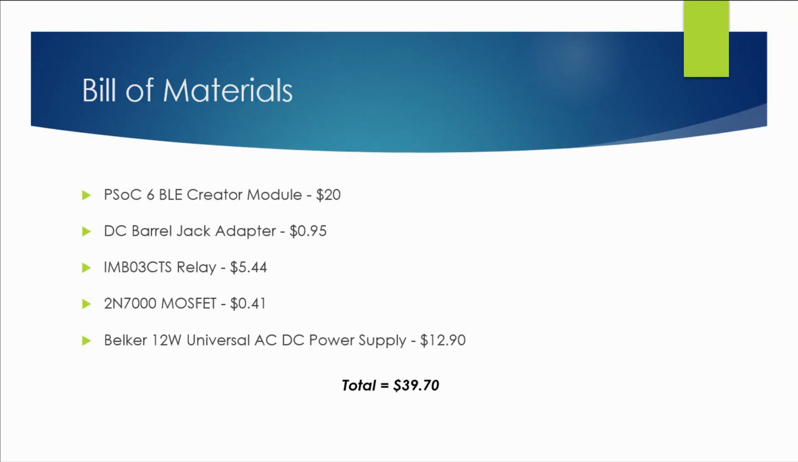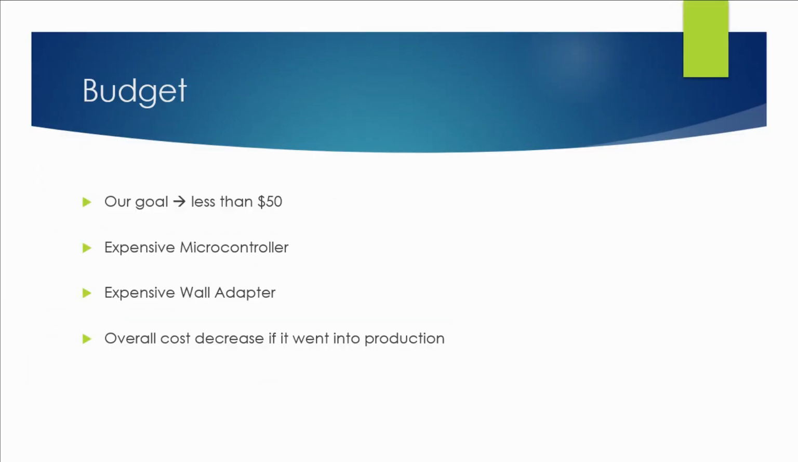Here is the bill of materials that we used for our project. The PSOC 6 creator module was $20, and then we had our DC barrel jack adapter, our relay, and our 2N7000 MOSFET. These were the cheaper of the components used in our project. And then we had the universal AC-DC power supply, which was $13, which brought the total to right around $40 at $39.70. For our budget, our original goal was to be less than $50.